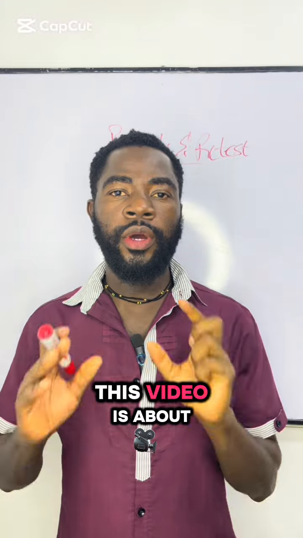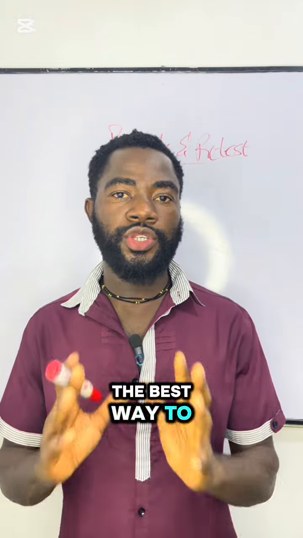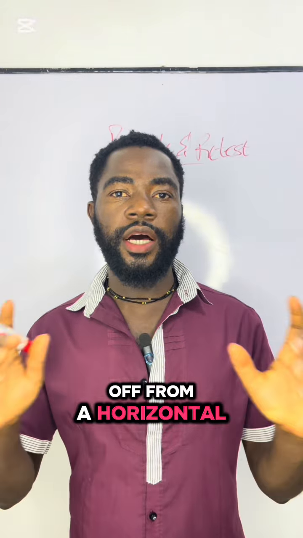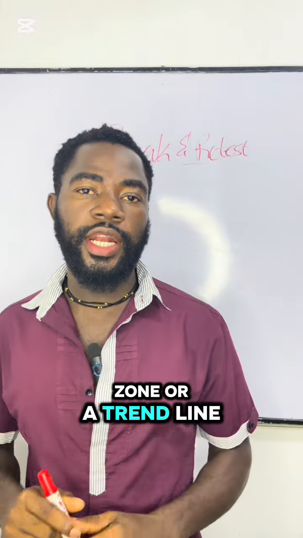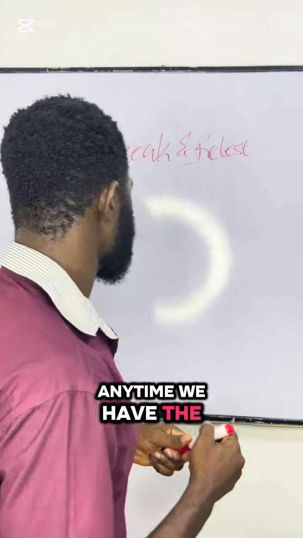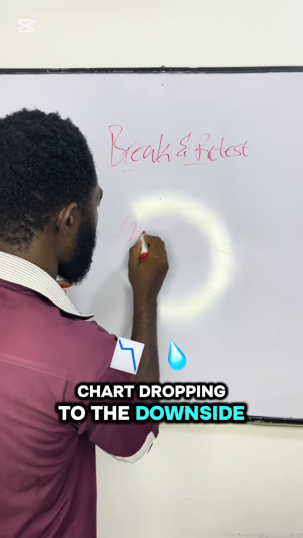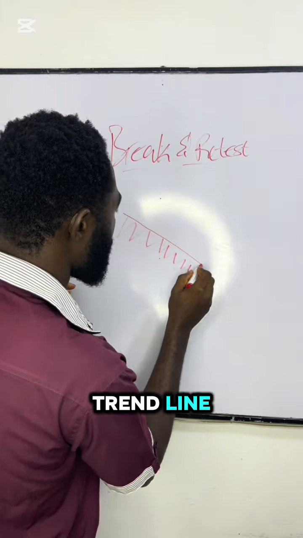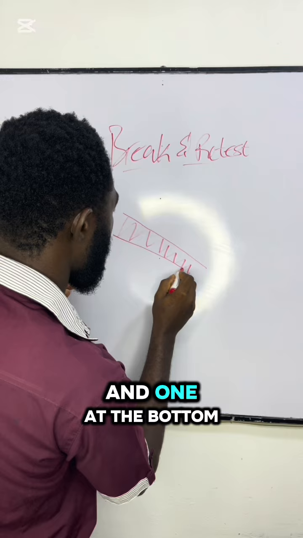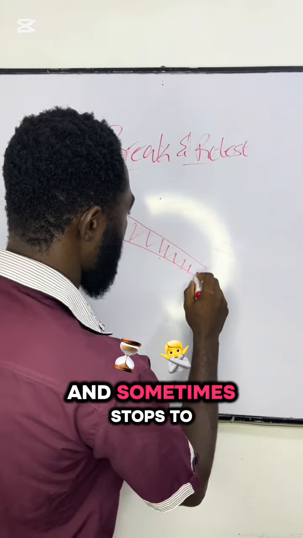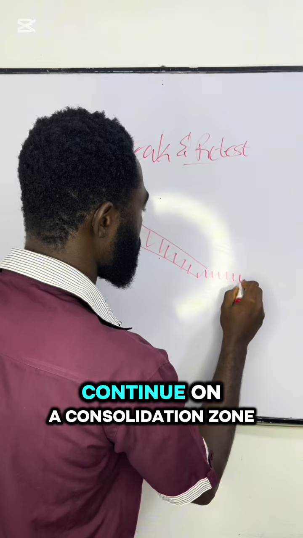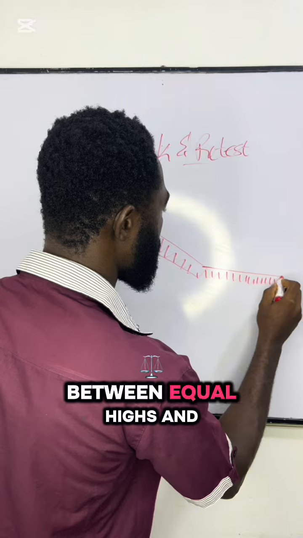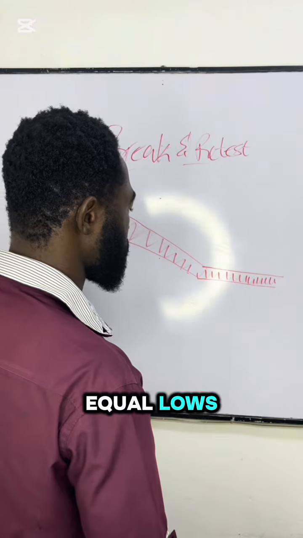This video is about the best way to trade the break and retest strategy off from a horizontal zone or a trend line. Anytime we have the chart dropping to the downside, it always respects a trend line, one at the top and one at the bottom. And sometimes stops to continue on a consolidation zone between equal highs and equal lows.